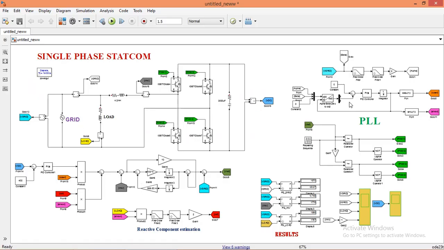This is a complete block diagram of a single phase STATCOM. I have placed and made all the connections. Now I'll tell you each and every component I have used and the values that I have given.